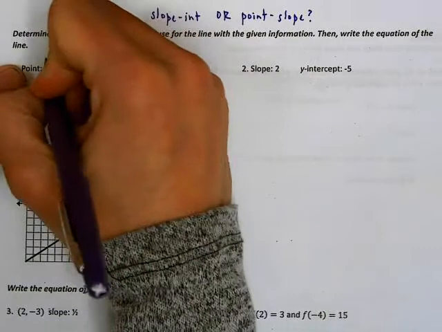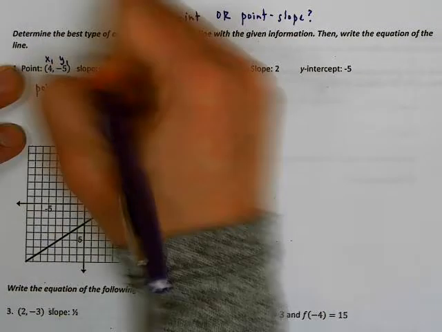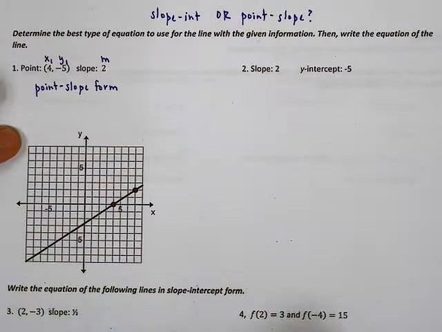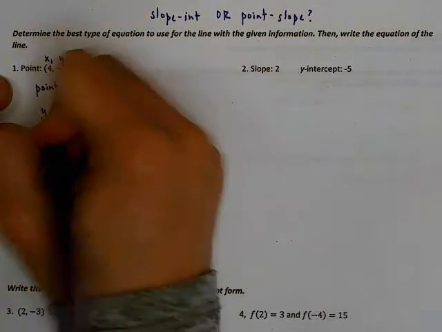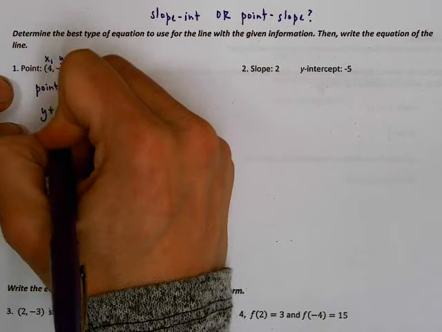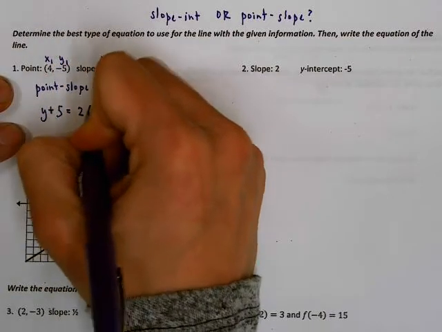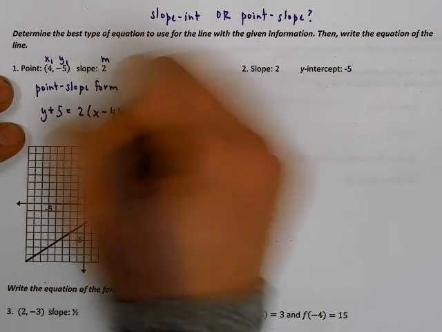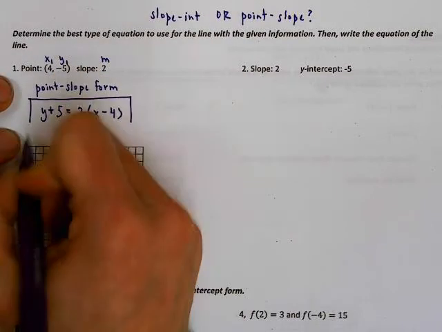So now I know I've got x1 and y1, and I've got my m. So my equation would be y minus a negative 5, which is going to give me y plus 5, equals 2 times x minus 4. And I've got my equation.